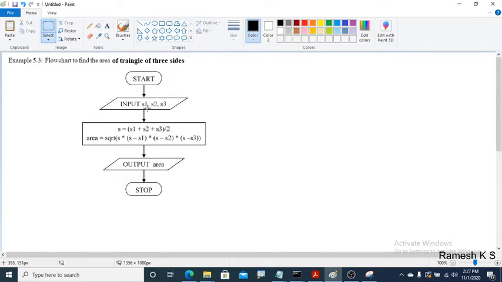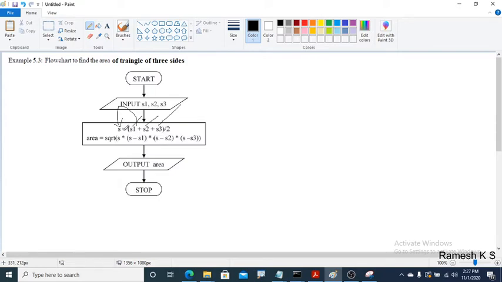So for that we have to input side 1, side 2 and side 3. Three sides we have to input. So first we have to find the S value. In S value we are substituting the side 1 value, side 2 value and side 3 value. After substituting, it will be added and divided by 2. So we'll get the answer. It will be moved into S.